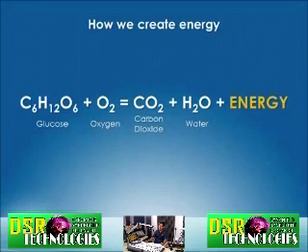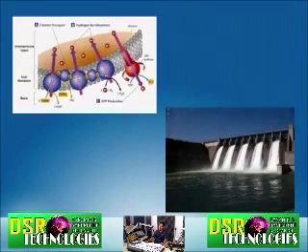So how do we create energy? We create energy from breaking down glucose, which comes from our food, using oxygen, inside of our mitochondria, which are the engines of our cells. Inside the mitochondria, glucose is broken down, driven by oxygen, and as a result, carbon dioxide, water, and energy are formed.